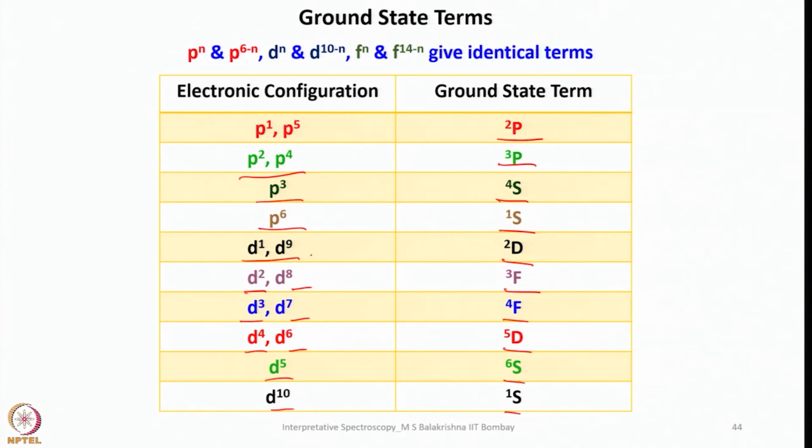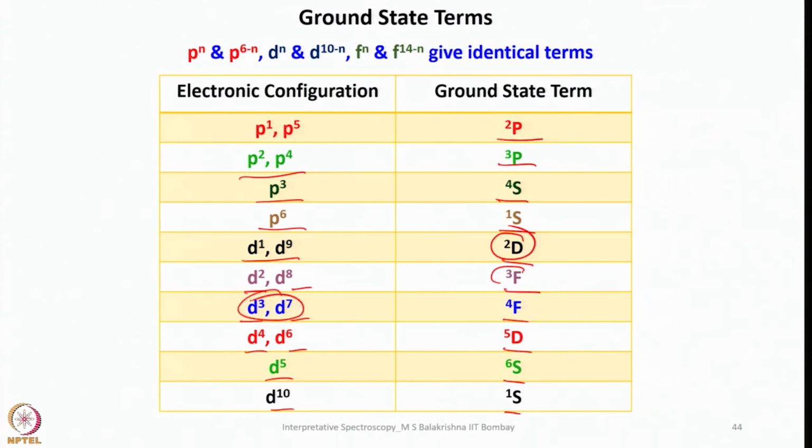Some of them have very similar terms, so you can bring in some correlation here. For example, if you look at the d1 and d9 systems, d1 has one electron, and d9 is one less than a completely filled electronic configuration. Then we have the 2D term. If you look at d2 and d8, they have an identical ground state term. That means two electrons are in the d orbital, and the other is two less than a completely filled configuration. Then they have 3F. That means it's very easy to remember, and there is some correlation, some logic here.